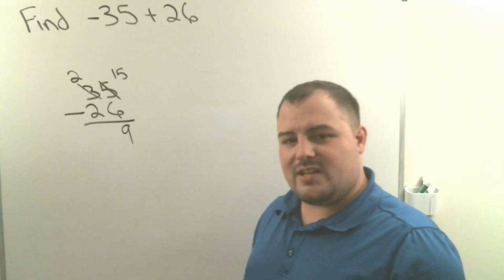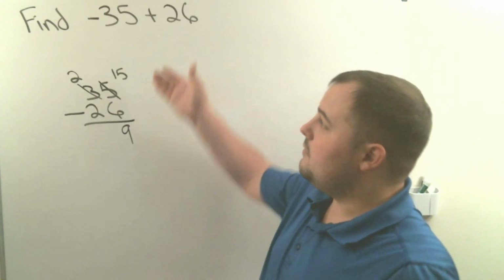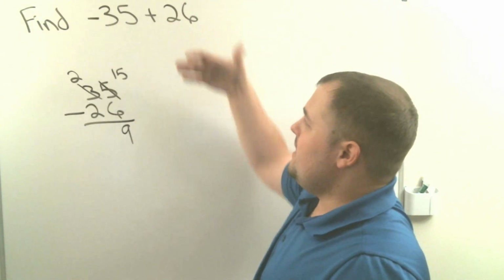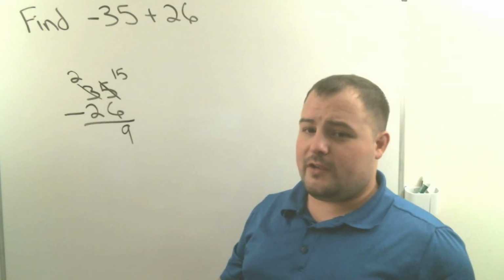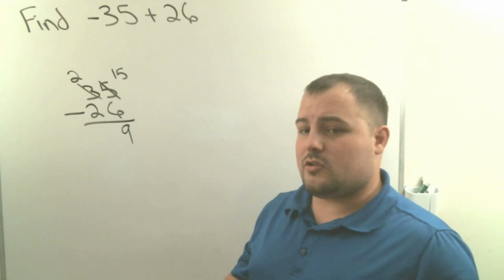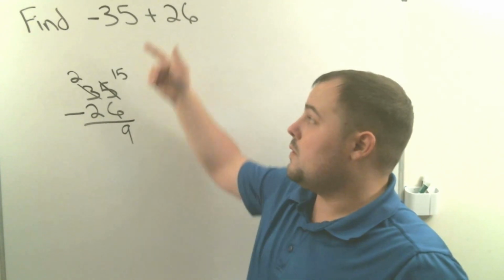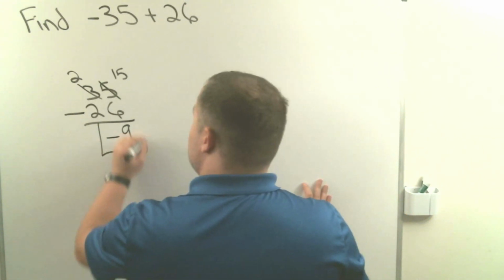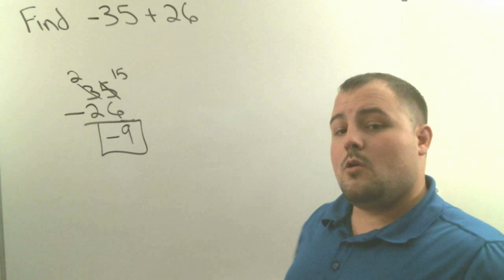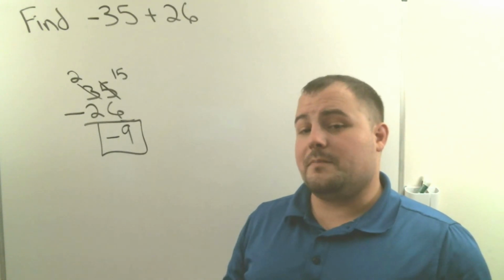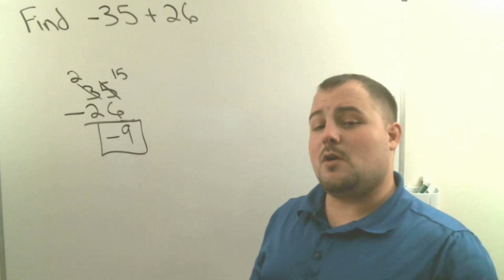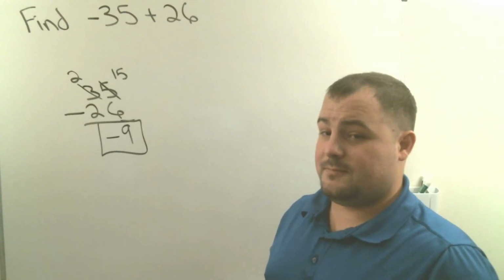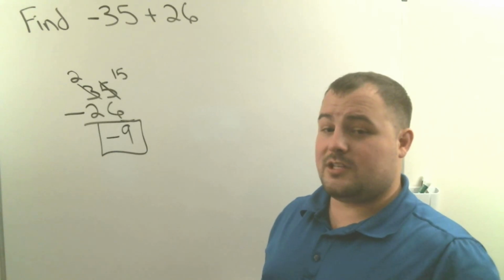But what type of 9? Well, that's important. Well, this is a negative 35. That's a positive 26. 35 is bigger. So my answer should follow the sign of the bigger number. 35 is the bigger number, so my answer in this one is a negative 9. We took the absolute values of both of them, we took the big number minus the small number, and kept the sign of the one that's bigger. That's how we add numbers with different signs.